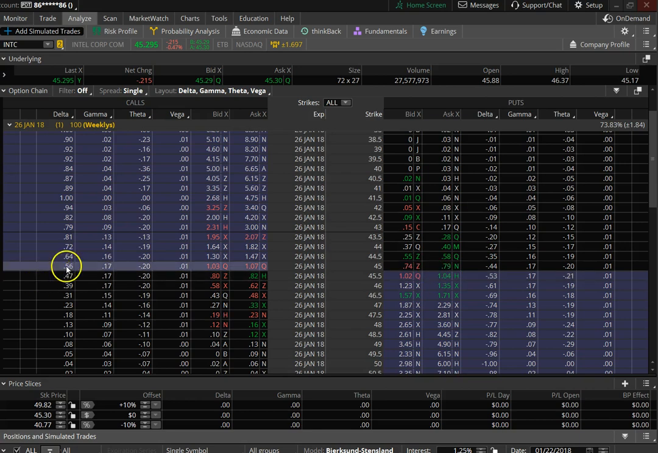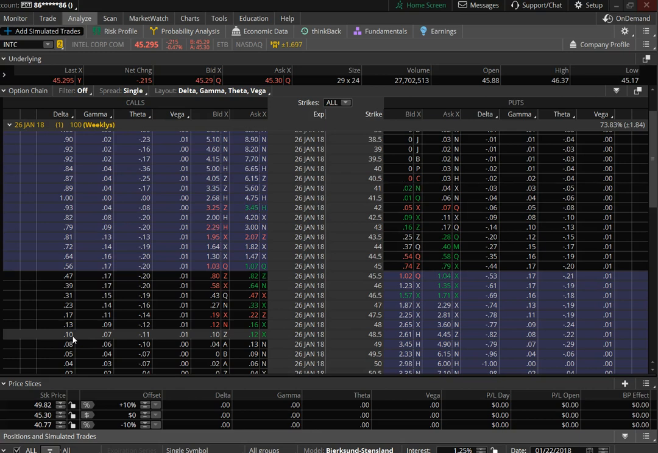And we know the delta. This is telling us how much of a bounce we're going to get for every dollar it goes up. And it also tells us what the odds are of finishing in the money. We know that at the money is going to be about a 50-50 proposition. And as we go out of the money, we have less and less of a chance.